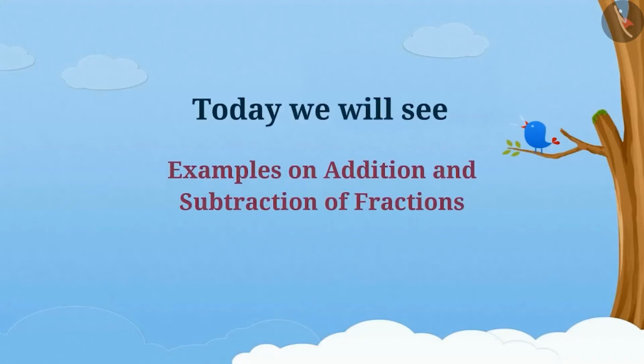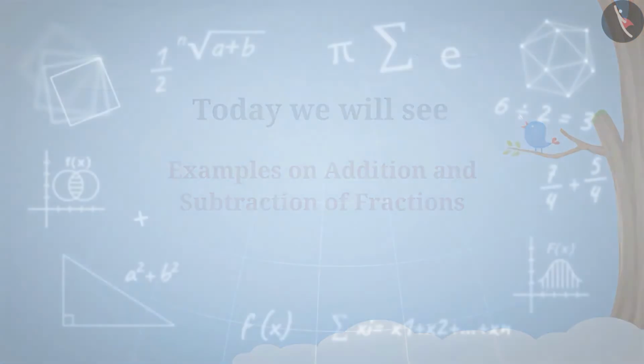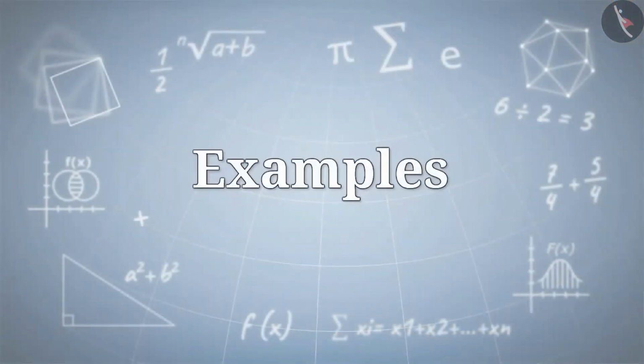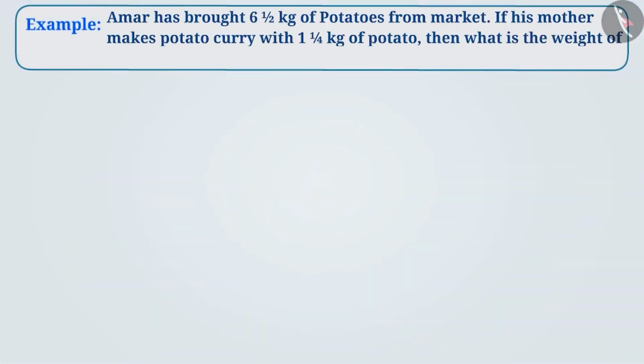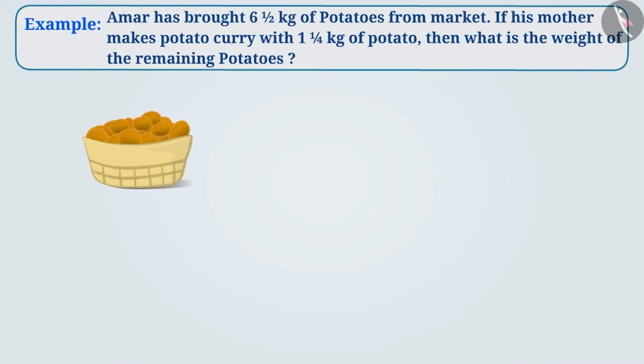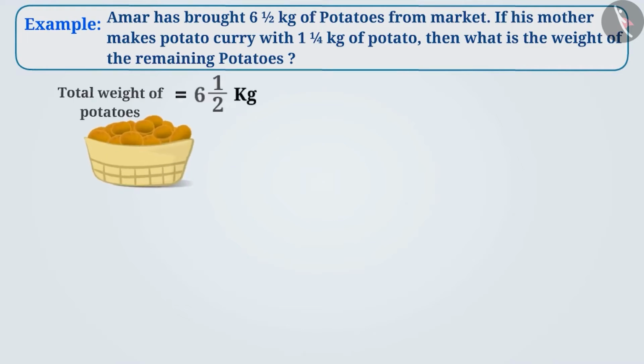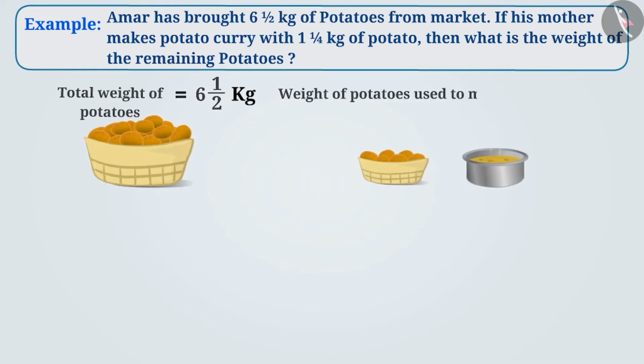Today, we will see examples on addition and subtraction of fractions. Amar has brought 6½ kgs of potatoes from the market. If his mother makes potato curry with 1 1/4 kg of potato, then what is the weight of the potatoes remaining? The total weight of potatoes brought from the market is equal to 6½ kgs.